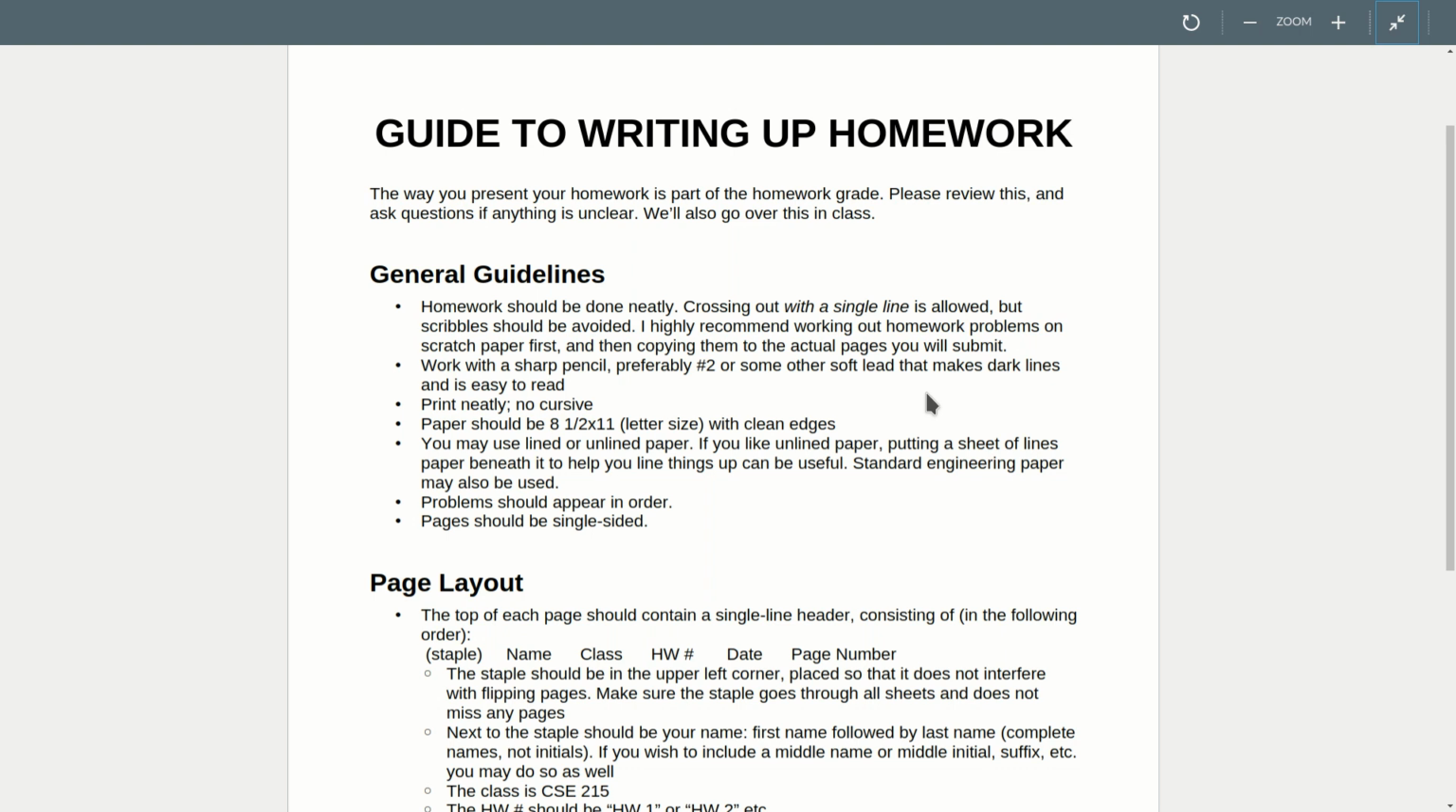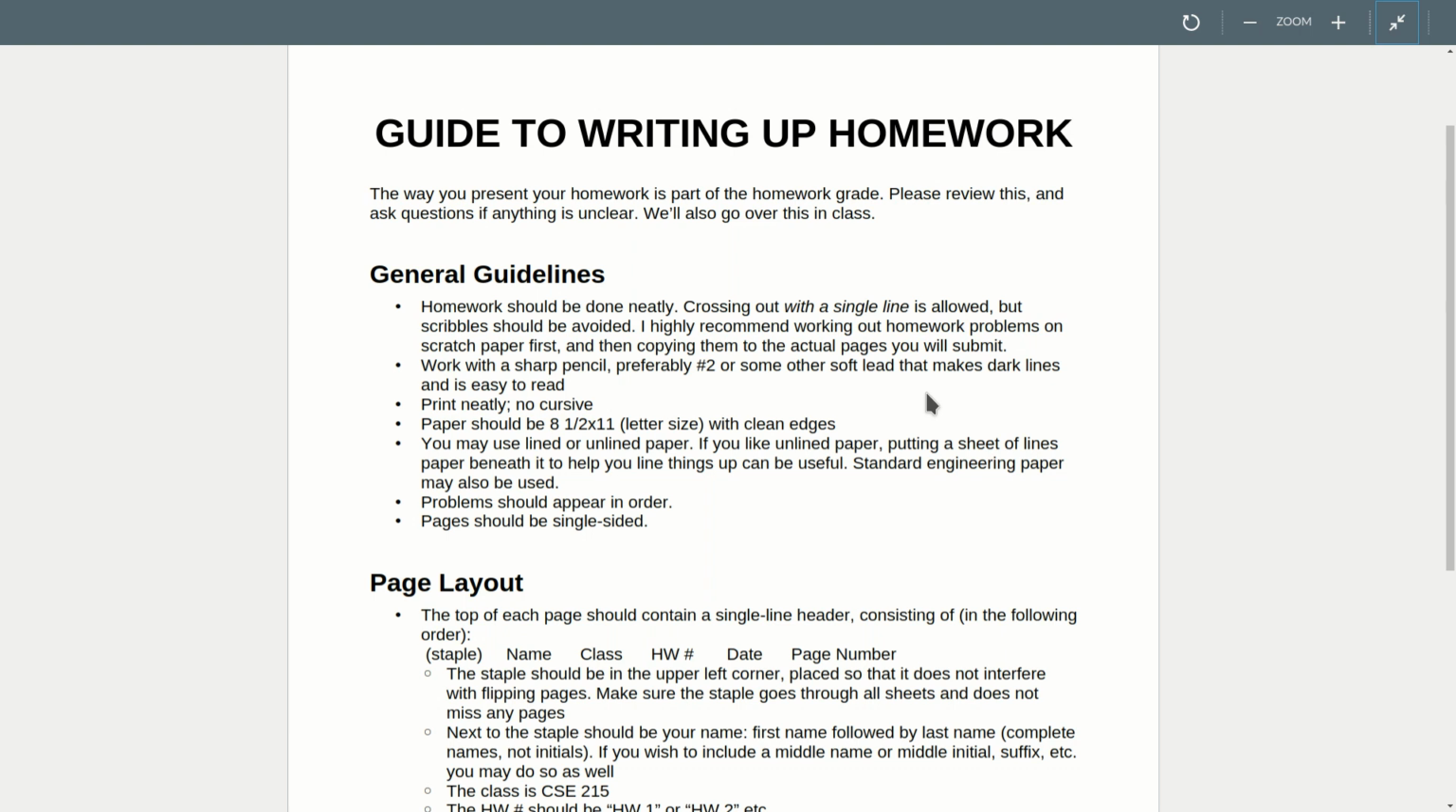Put your problems in order. Okay, this is what motivated this, because I was getting homework and it's like question 1, question 7, question 2B, question 3A, question 2C. Put your questions in order, okay, so I don't have to go hunting to find which question. Single-sided, okay, with apologies to the forests, just right on the front, and go on to a new page. We'll recycle.